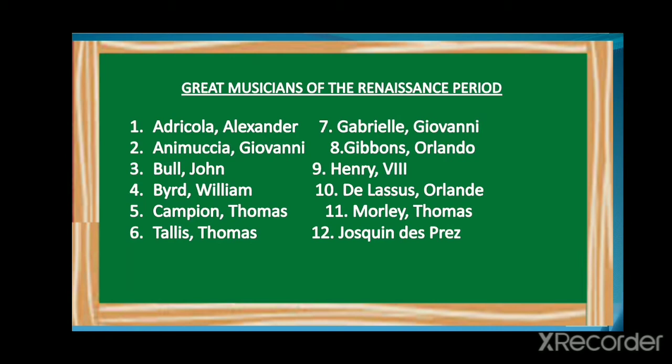From the great musicians, we have Agricola Alexander, a Franco-Flemish composer who composed masses, motets, chansons, and instrumental arrangements. Animuccia Giovanni was an Italian composer and one of the earlier composers of the music of the Catholic Reformation. Paul Jan is an English composer and keyboard player.